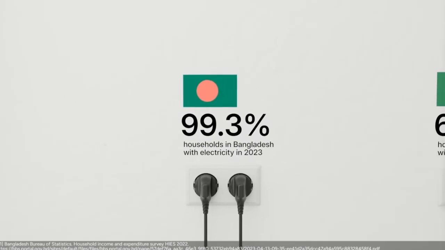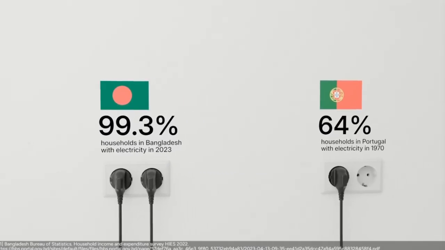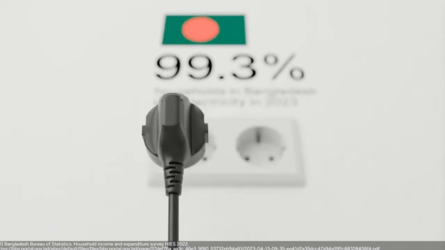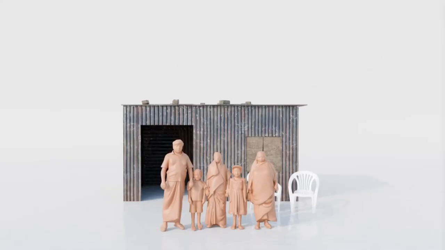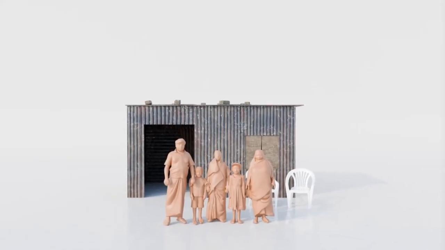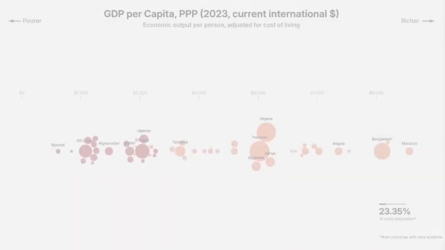This might not sound like a big deal, but in Portugal, a high-income country and the country where I'm from, if we go back to 1970, only 64% of the population had access to electricity. Some people think that countries like Bangladesh will always stay poor, but the reality is that Bangladesh in some aspects is already more developed than the Portugal my parents grew up in.